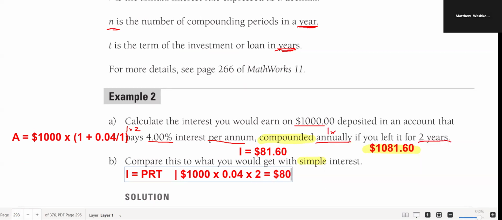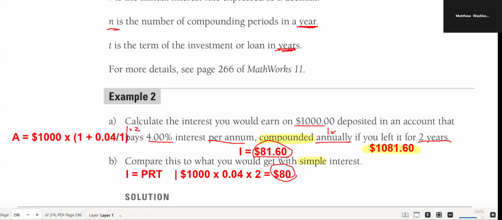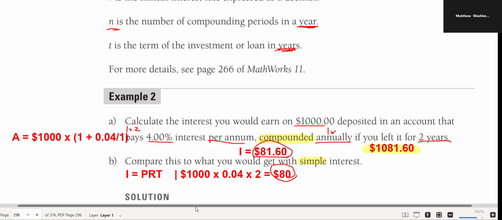So you can see here that actually the compound loans and investments will grow quicker. If you have a compound loan, that debt will grow quicker. If you have a compound investment, that investment will grow quicker. Now, this doesn't seem like a big difference, right? It's $1.60. Who cares?